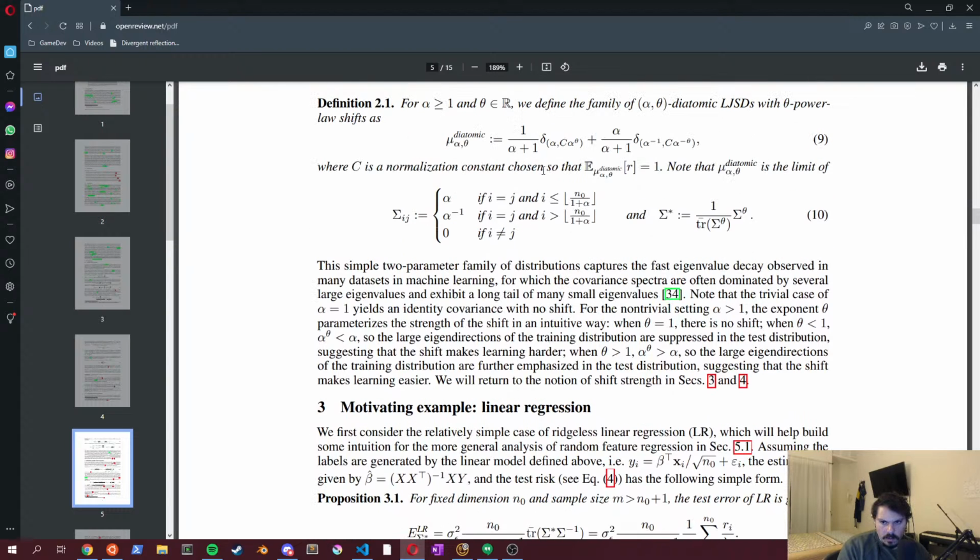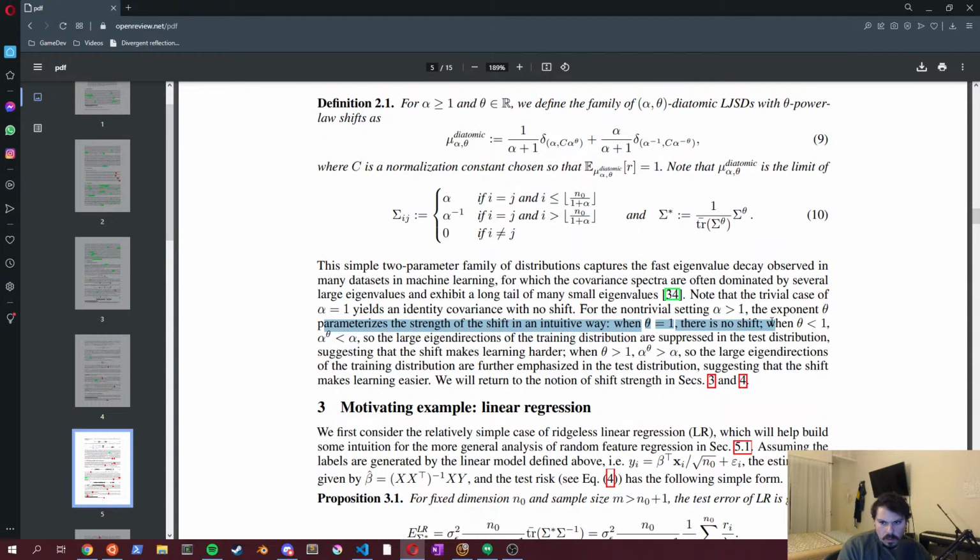Yeah, I'm not really sure what alpha is. At least it's not immediately obvious to me. What they say is this problem is only non-trivial when alpha is greater than 1. In that case, theta parameterizes the strength of the shift in an intuitive way. When theta is 1, there is no shift.